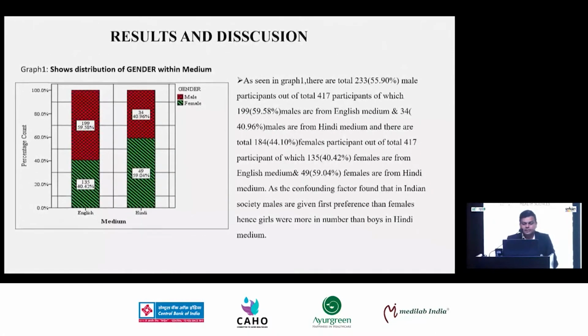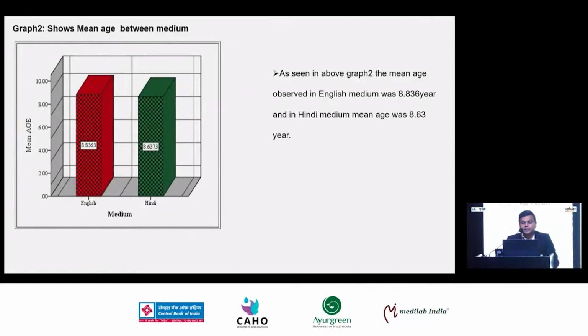The results and discussion. Graph 1 shows that out of 417 participants, 199 were male from the English medium and 34 male from the Hindi medium, and 134 female from the English medium and 49 female from the Hindi medium. Graph 2 shows the mean age was 8.63 years.